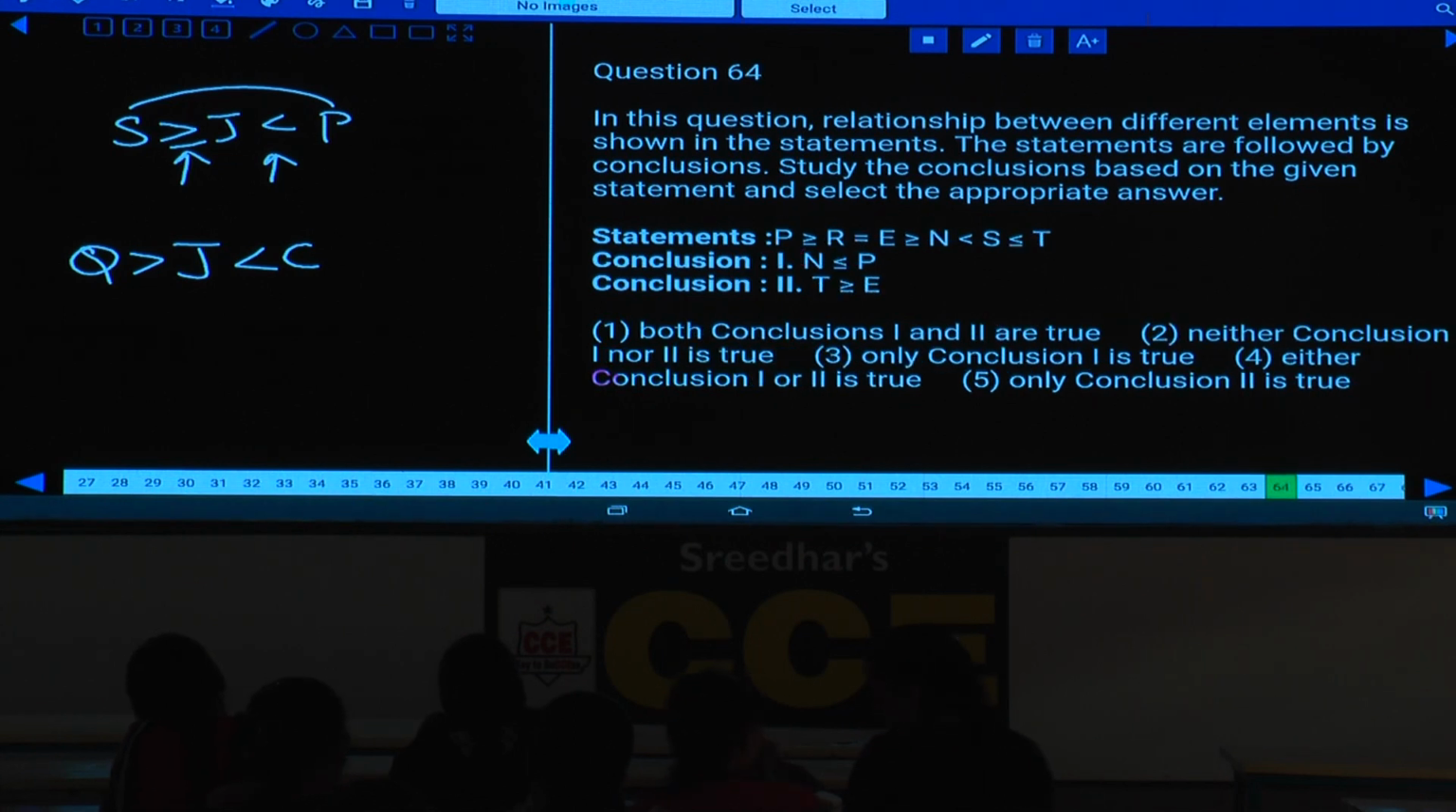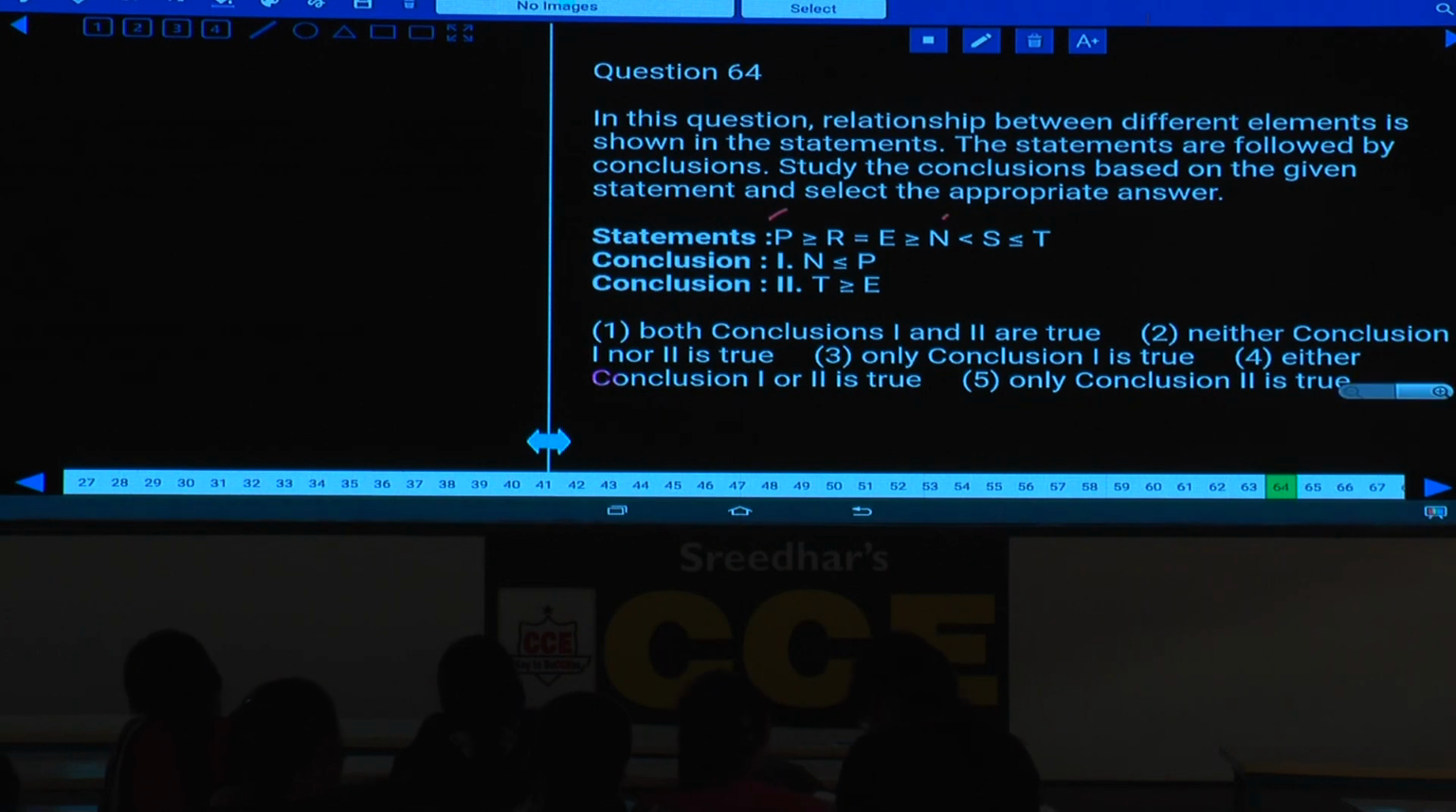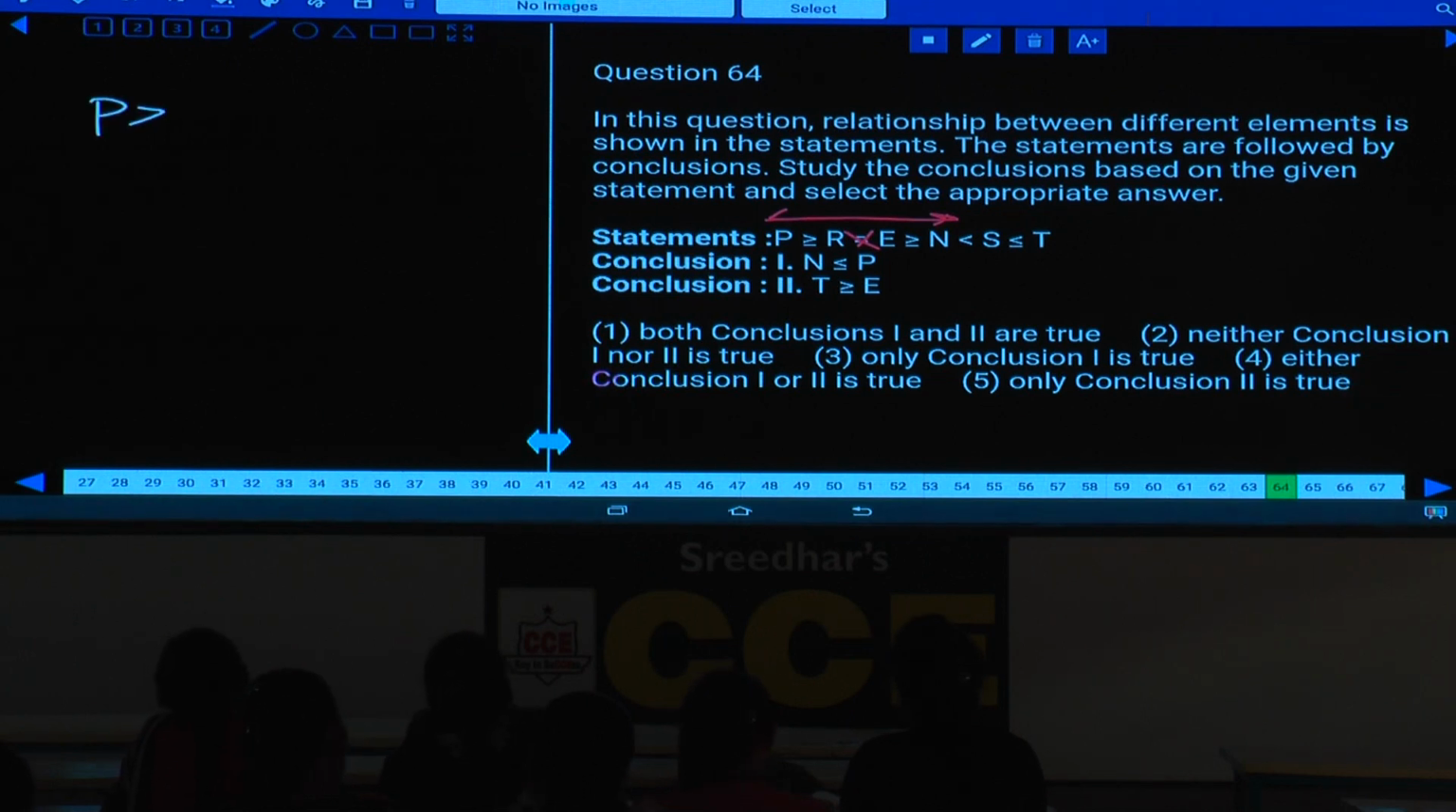Then 64, the relation between N and P. P is here, N is here. Now between P and N. Now forget about this symbol equals to. Which symbol is common here? P greater than or equals to N is the symbol which is common. P greater than or equals to N means N is lesser than or equals to P. N is either lesser than or equals to P.